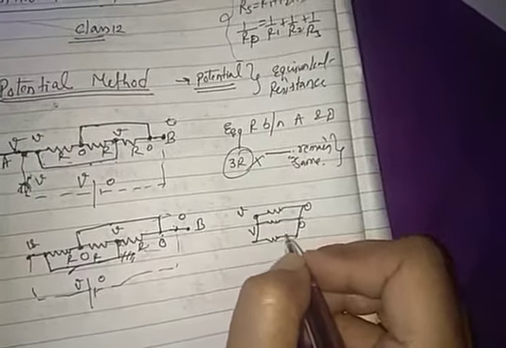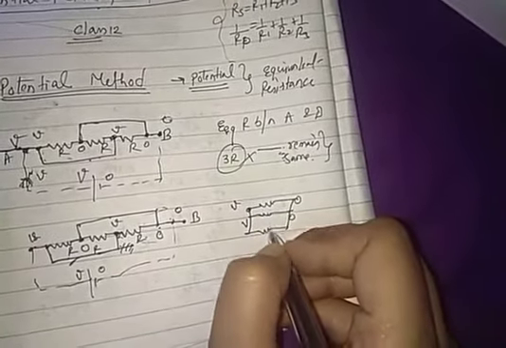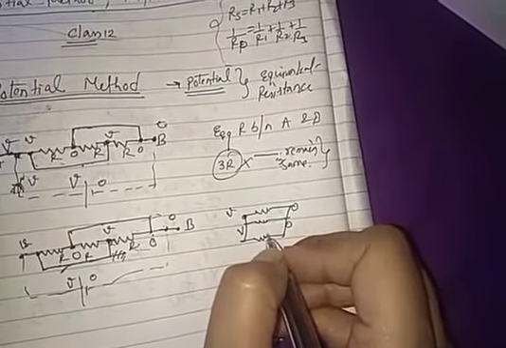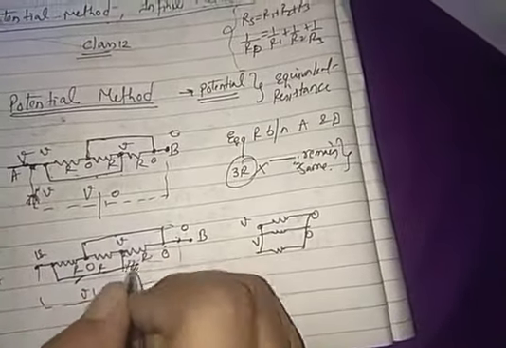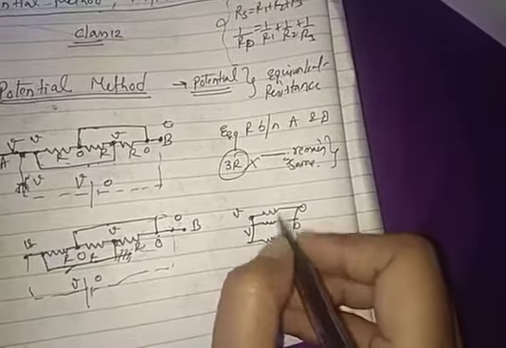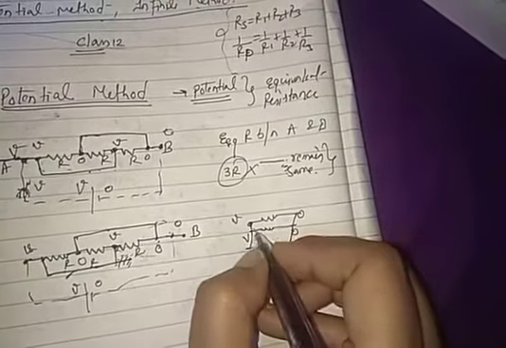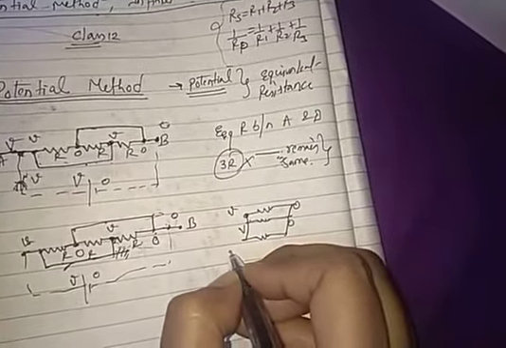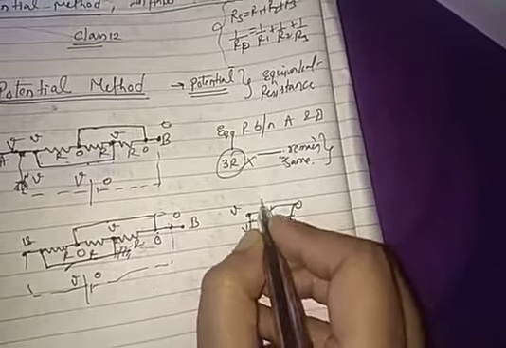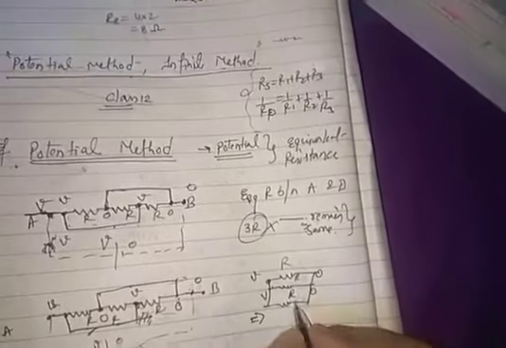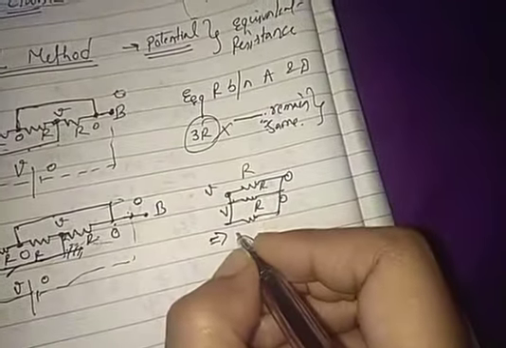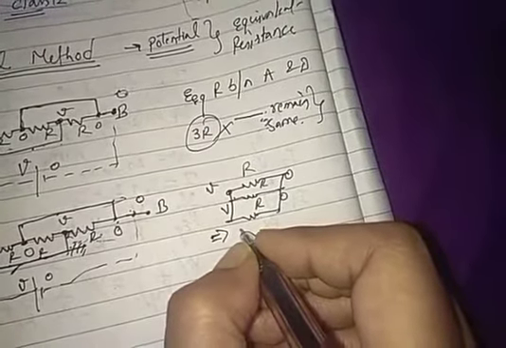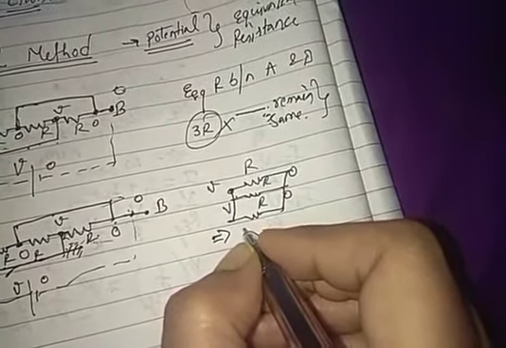Parallel combination. And if they come in parallel, then I told you the formula, how they came in parallel with the help of the potential method. So now I'll put the formula. One short trick I told you: if the resistance values are the same, then for parallel combination the formula is R upon N. What is the formula? It's R upon N.